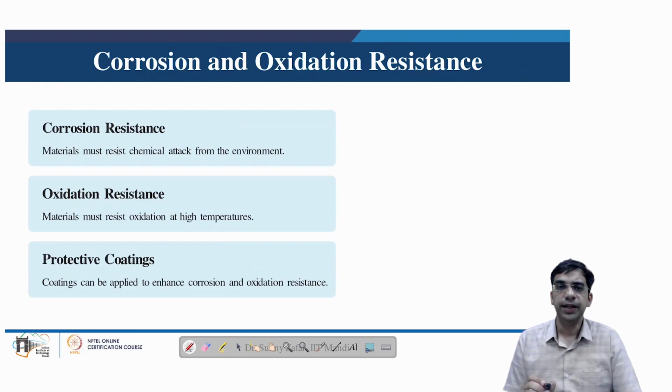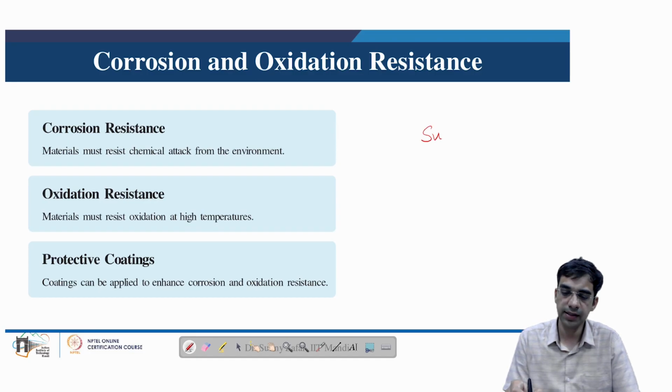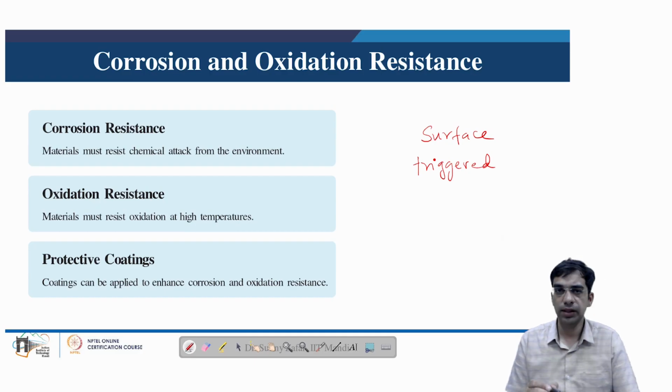Sometimes the material which goes into making the turbine blades may itself not be sufficient to overcome certain service conditions, in particular corrosion and oxidation, because corrosion and oxidation are surface triggered phenomena, because of which the surface of these components needs to be engineered in order to provide corrosion resistance or oxidation resistance. This is provided in a pragmatic way by applying coatings of materials which are resistant to corrosion or oxidation.